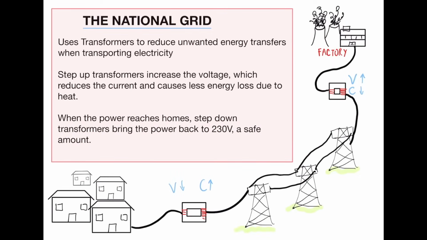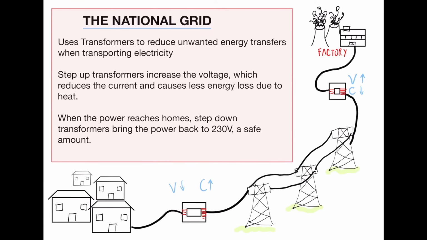And finally, we have the national grid. I will let you read the stuff in the red box, which will be very important. But as you can see on the diagram, the factory will produce this electricity, and then we use a step-up transformer to increase the voltage, which will basically mean less resistance in the wires, so less energy is lost to heat as it travels through.